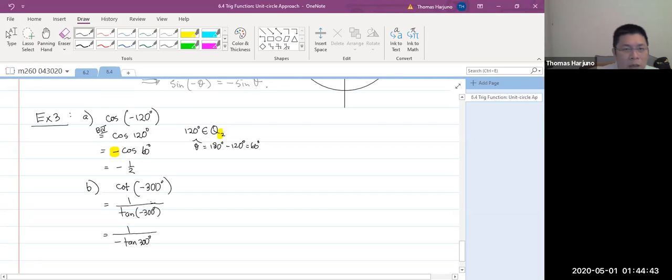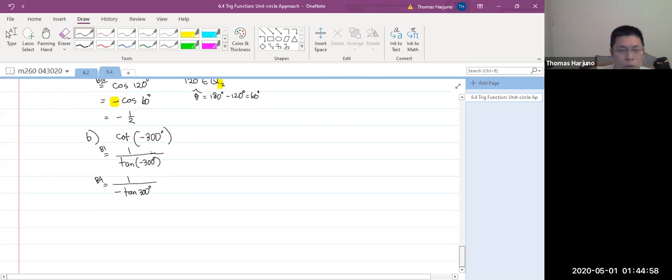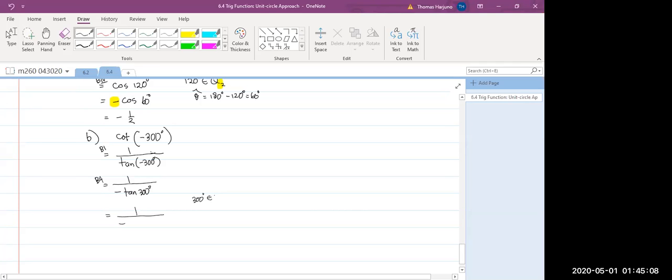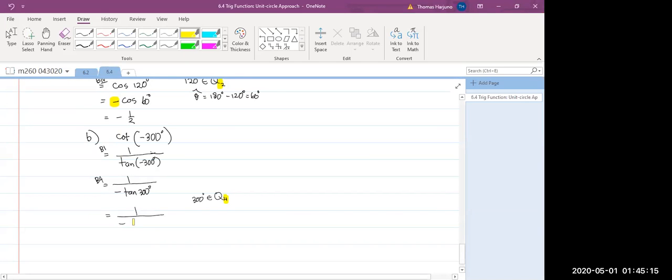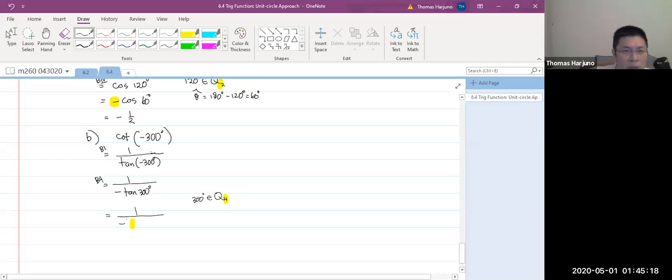So the one here, I use B1. Here I use B1. Here I use B4. And then from there I proceed as usual. 300 degrees is in which quadrant? It's in the third quadrant. Quadrant 4, oh, it's more than 270, sorry. Okay, now tangent in quadrant 4 will be negative.